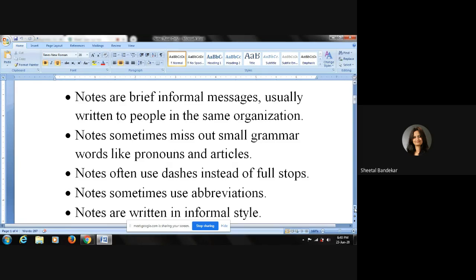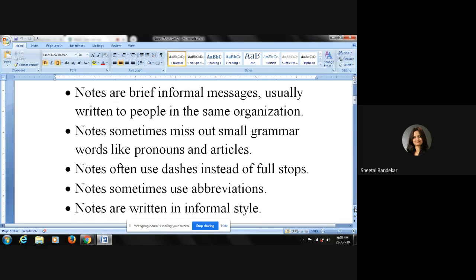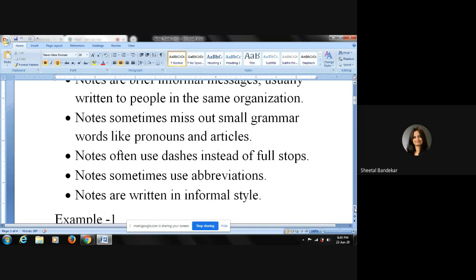Don't be too informal either. Usually you can use an informal style, though it's not necessary to use it as strictly as you would in an email. Now that I've told you which notes I'm talking about, I'm going to show you some examples.